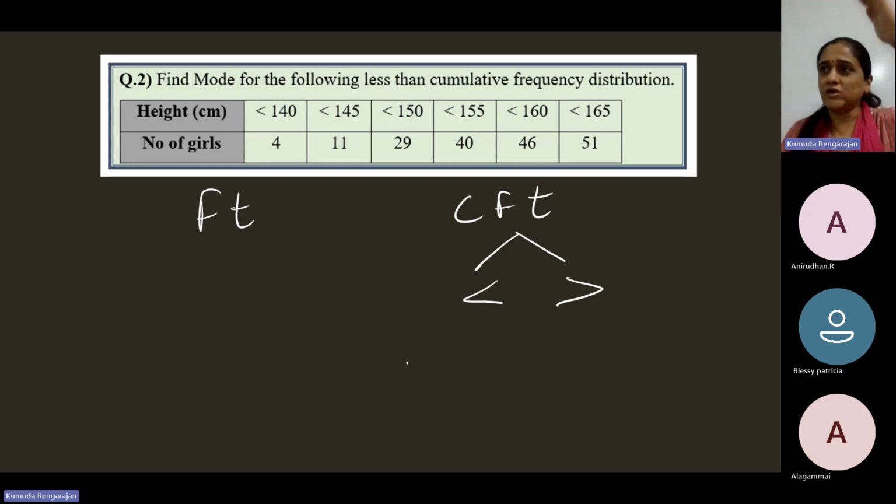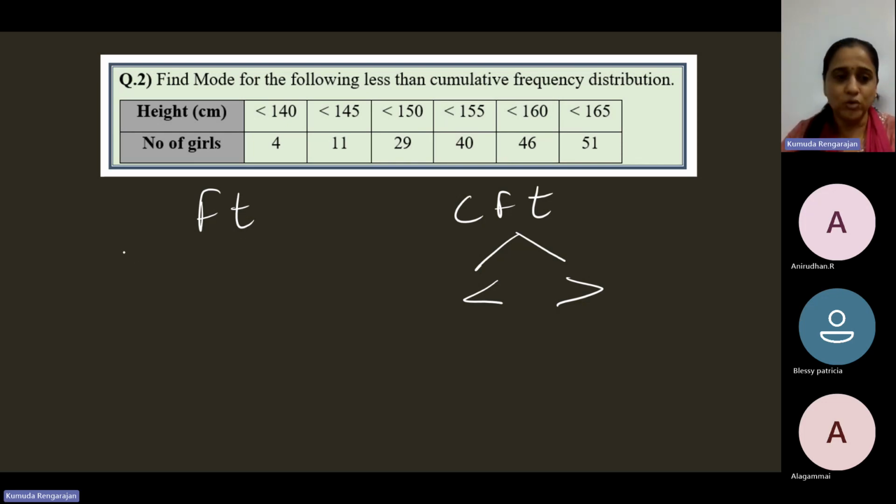So in one column, if you have less than values or more than values, the second column is the cumulative frequency column only, whatever be the heading. The heading can be frequency, number of students, whatever. If one column is the less than or the more than column, the next column is the cumulative frequency column only. Because if you have less than or more than values, the table itself is a cumulative frequency table. So the numbers are cumulative frequencies. Got that?